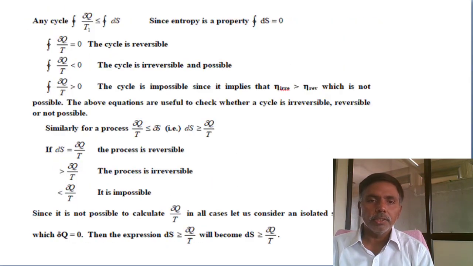Next, the inequalities we derived. The cyclic integral of dou Q by T equal to 0 is a reversible process. Less than 0, irreversible process. Greater than 0, impossible process. Or dS equal to dou Q by T, reversible process. Greater than, irreversible process. dS less than dou Q by T means it is impossible.